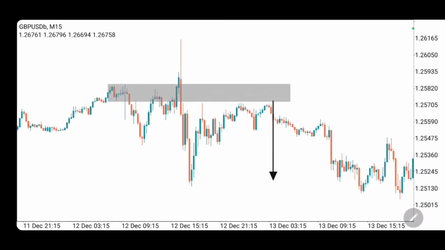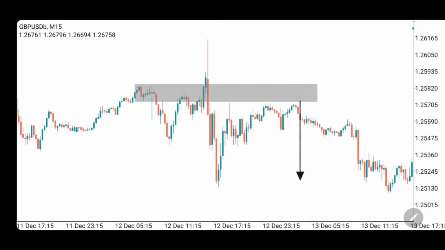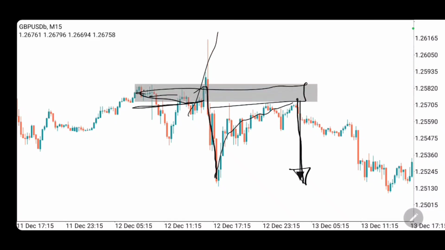But what happens is that subsequently the market, when it actually failed, broke down, the market subsequently came back to do what? To sell from the zone. All right, this supply zone was broken to the upside. The market came down, went up, and sold from the zone. It formed a breaker block.